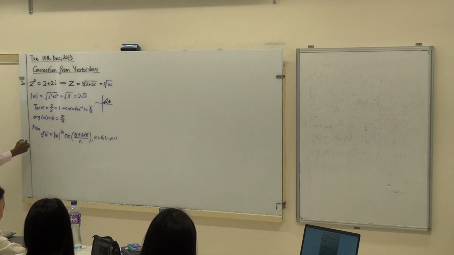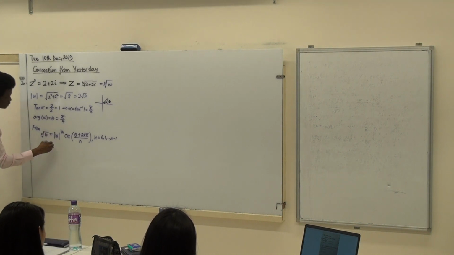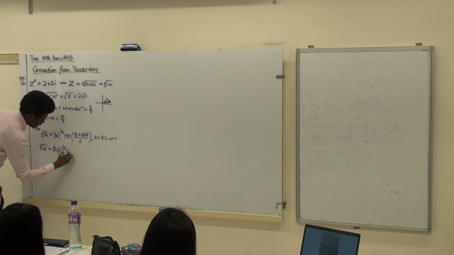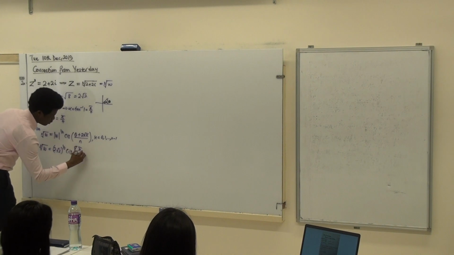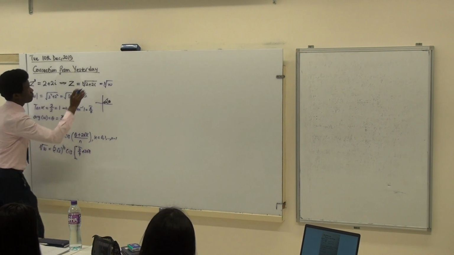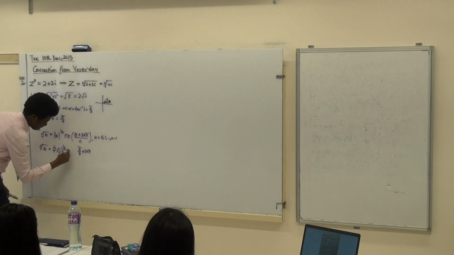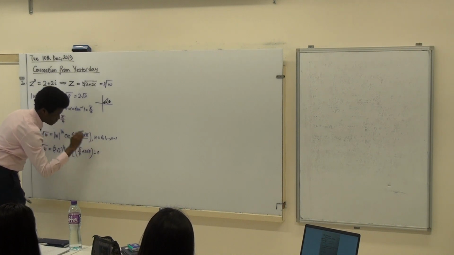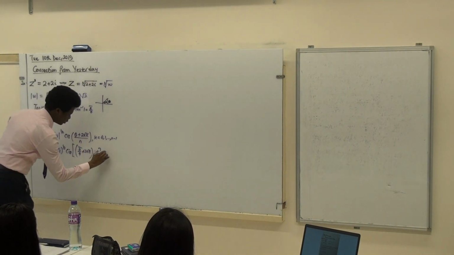So let's substitute. The cube root of w will be the absolute value of w, which is 2 root 2, to the power 1/3, times cis of pi over 4 plus 2k pi, divided by 3, not n this time. Then our k will be 0, 1, 2.